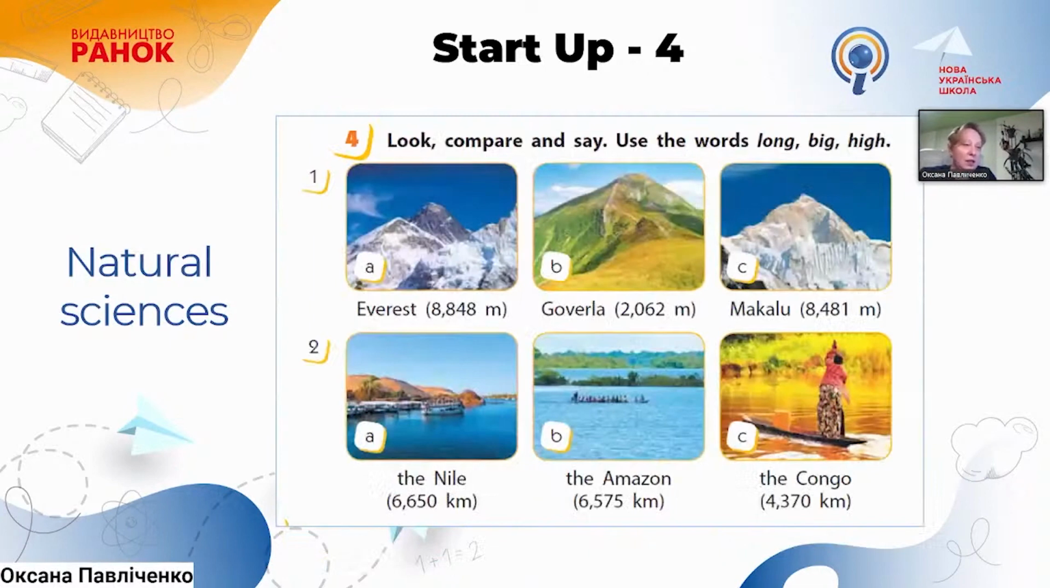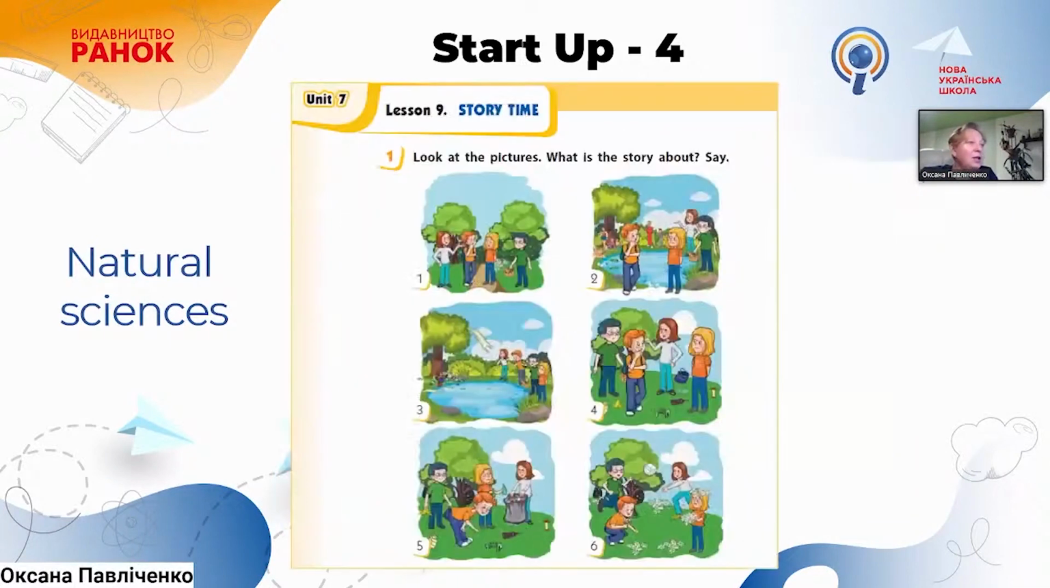Well, this is an example of an exercise which will encourage your pupils to compare different kinds of natural phenomena. And finally, I like story time lessons because they allow us to discuss different problems. Here you can see an example where children would like to have a picnic, but they see a dirty, polluted environment, and they make a decision to clean it up.